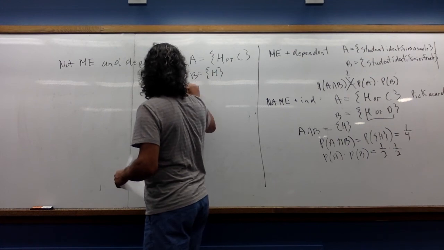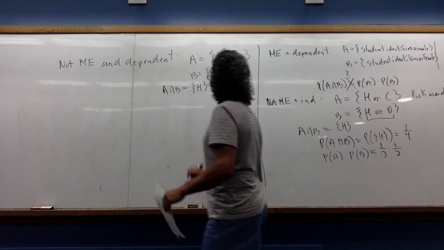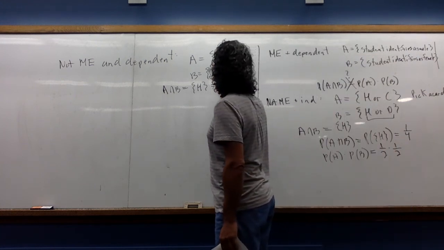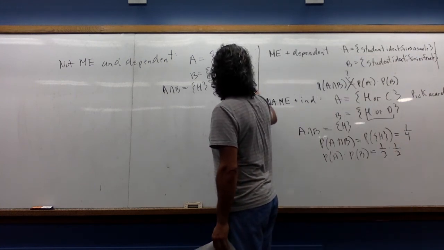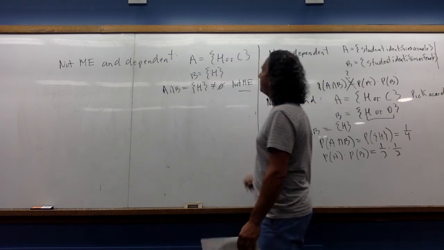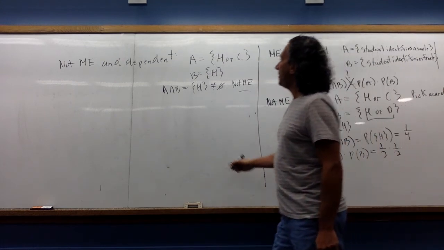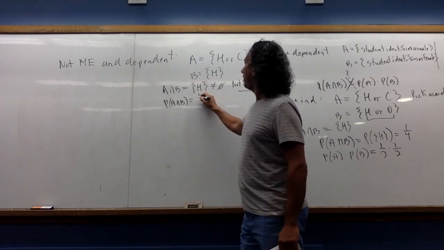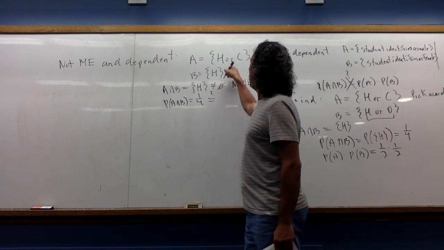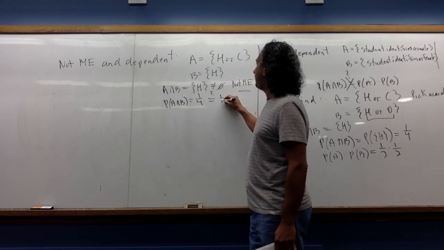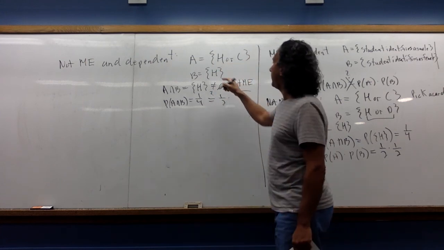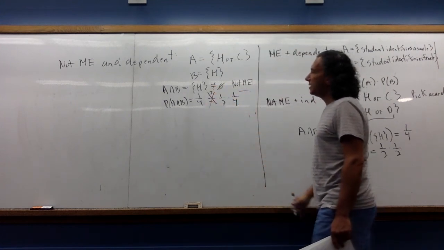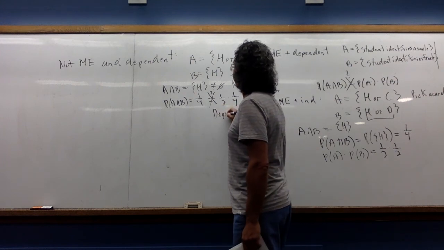A intersect B is just hearts. That's not empty. So not mutually exclusive. Probability of A intersect B is just 1/4. Does that equal the probability of A, which is half the deck, times the probability of B, which is a quarter of the deck? Nope. So they are dependent.